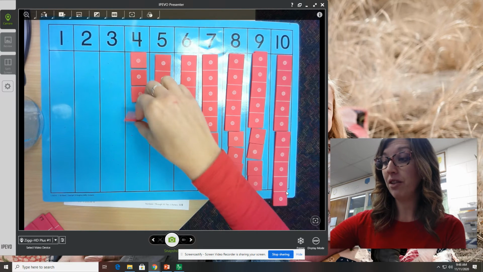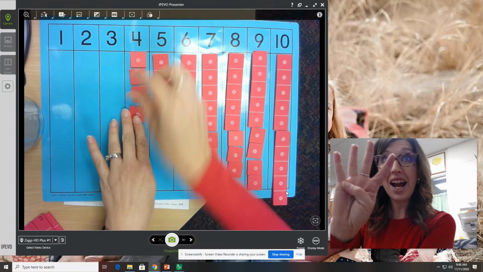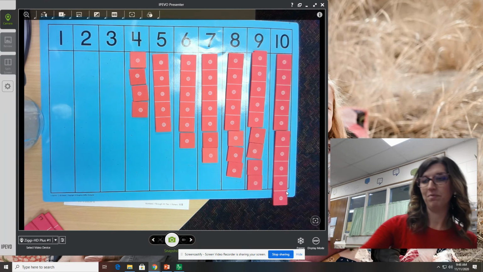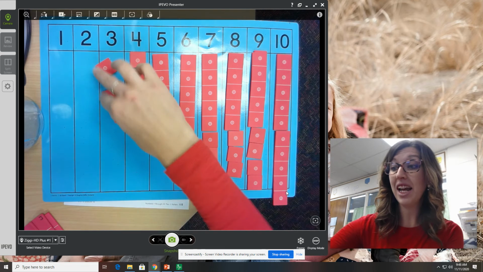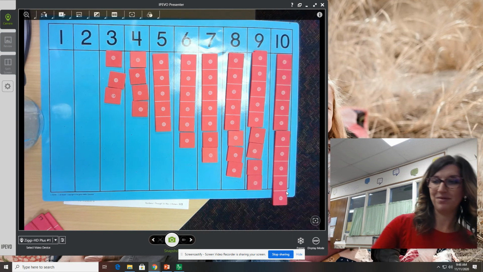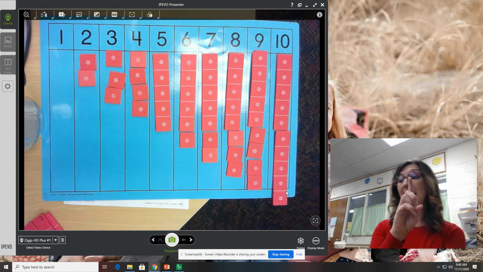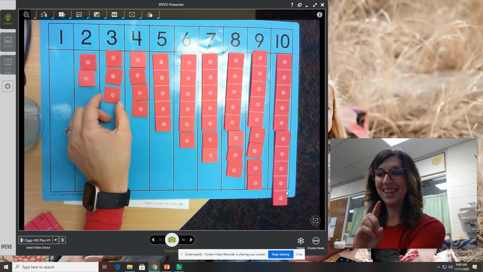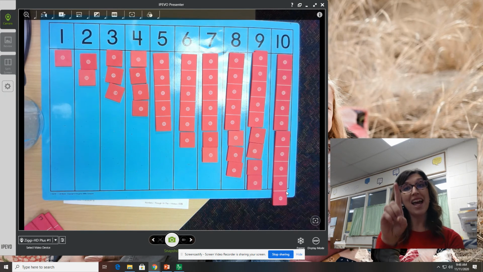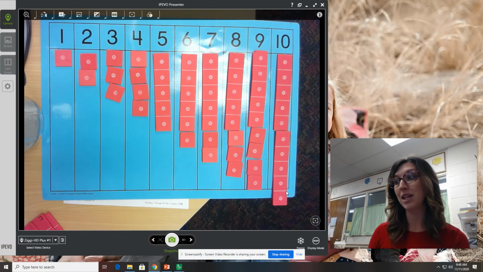If I start with 4, but I keep flipping them over. If I start with 4 and I take 1 away, now I have 3. If I start with 3 and I take 1 away, now I have 2. If I start with 2 and I take 1 away, now I have 1. Good job. And we could even go one more, couldn't we? If we have 1 and we take that away, now we have 0. Good job on that -1 pattern.